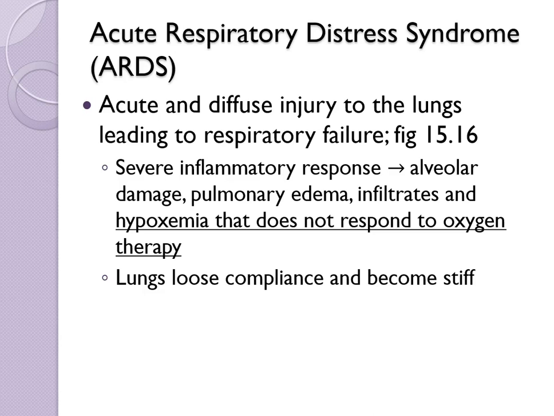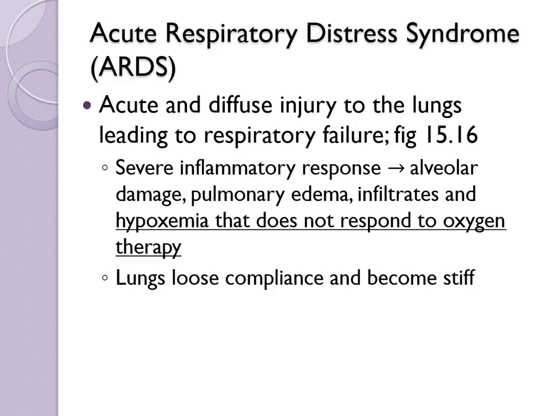Okay, so let's now talk about acute respiratory distress syndrome, or ARDS. What ARDS is, is acute and diffuse lung injury that leads to respiratory failure. In your textbooks, you can look at figure 15.16, and you've got a picture of that.